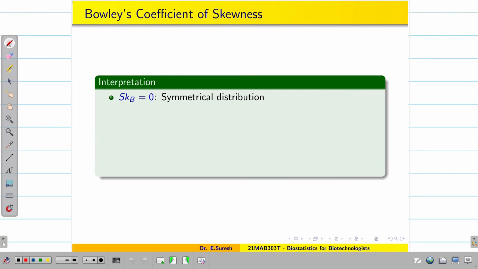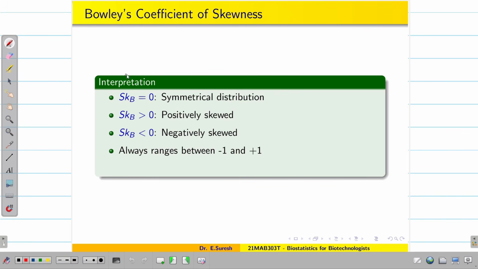Same thing. When it is 0, it is a symmetrical distribution. When it is greater than 0, it is positively skewed. When it is less than 0, it is negatively skewed. And this range lies between minus 1 to 1.